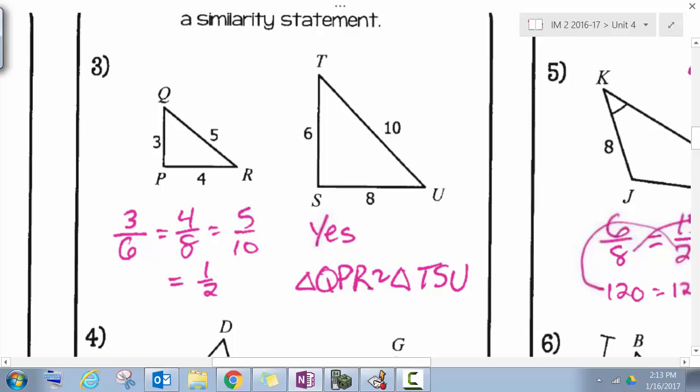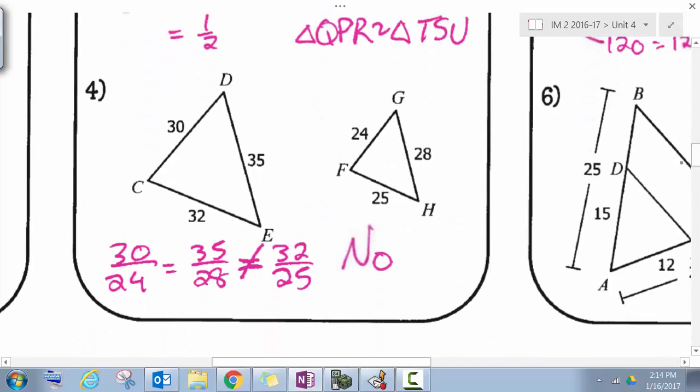And triangle QPR is similar to triangle TSU. Q is between the small and the big side, so is T, so they go together. P is between the small and the middle, S is between the small and the middle. And then R and U have to go together as well. So again, it's very important which letters line up with which letters. Here, 30 is the smallest, it'll have to go with 24.